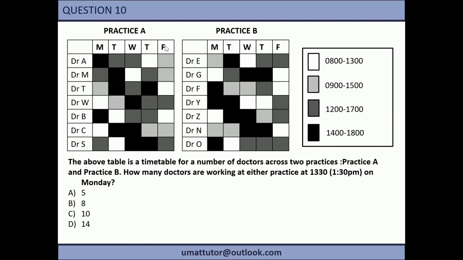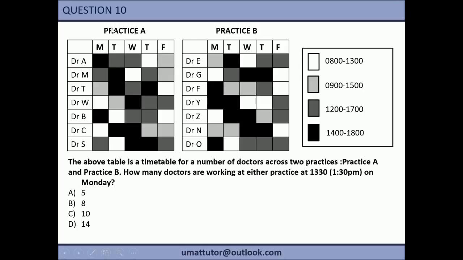Final question now. It's pretty straightforward, but again, it's a little bit different in terms of style. So I've just run it in so you can appreciate the range of different tables you can get. So let's read the information here. You can see that the above table is a timetable for a number of doctors across 2 practices, practice A and practice B. And the question is how many doctors are working at either practice at 1:30 on Monday?